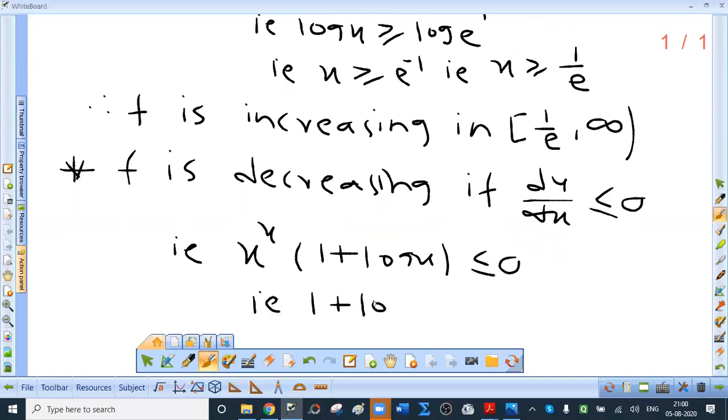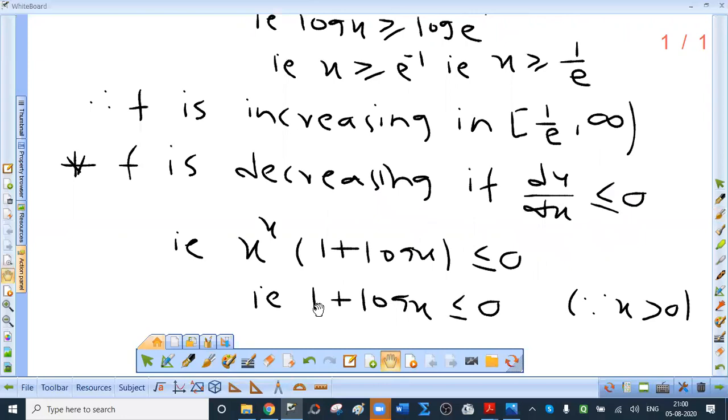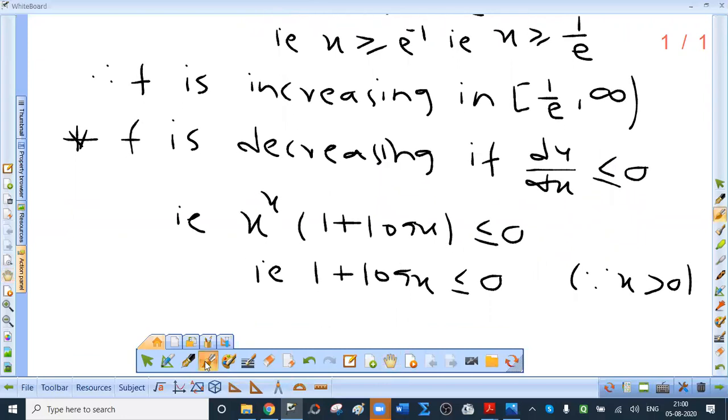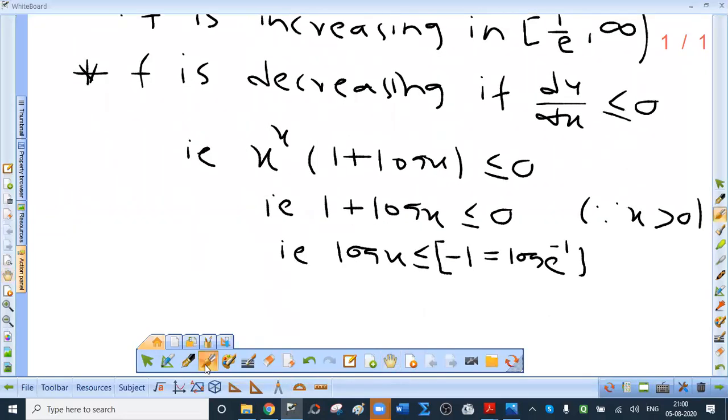That is 1 plus log x less than or equal to 0. x is greater than 0, so we can cancel that. Inequality remains the same. That is log x less than or equal to -1, which is nothing but, I will write this directly, log of e raised to -1. So x is less than or equal to 1 upon e. What is e raised to -1? It is nothing but 1 upon e. I hope you understood this.